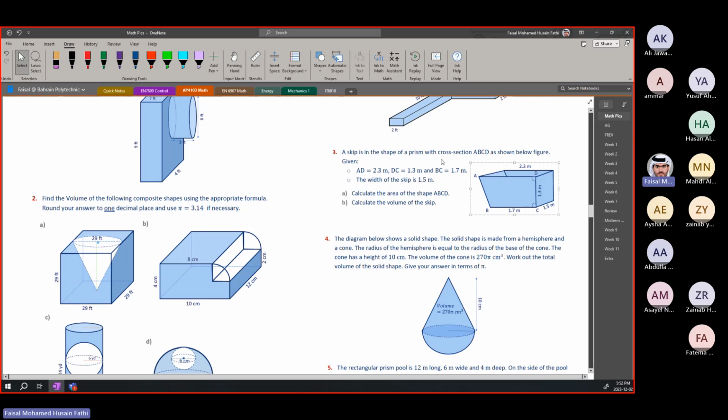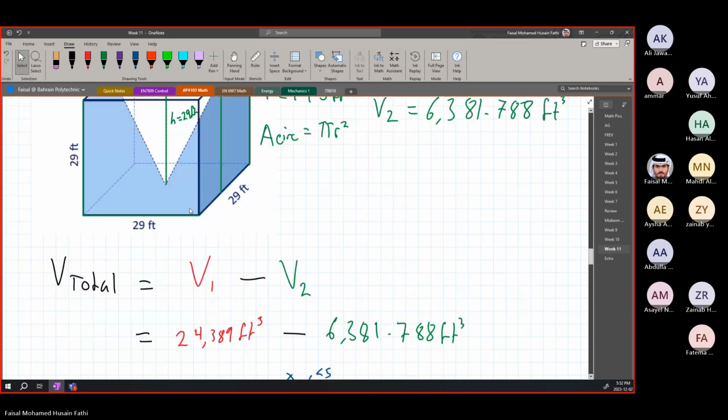The skip is in the shape of a prism with a cross section ABCD as shown below. In this case, it shows you that you have a trapezium, or a trapezoidal prism. It gives you the dimensions of AD, DC, the width. You have to calculate the area and then the volume. Let me just copy this real quick. I'm not going to solve it fully. I just want you guys to see it.